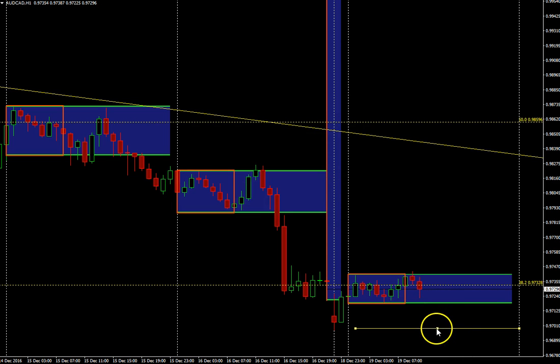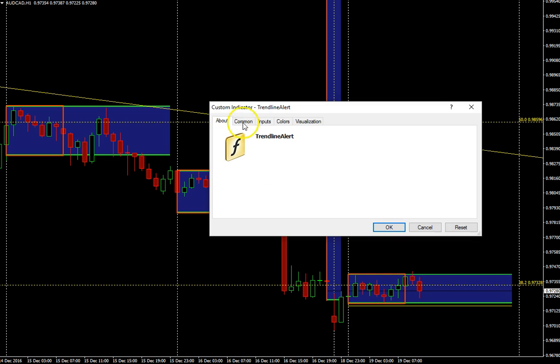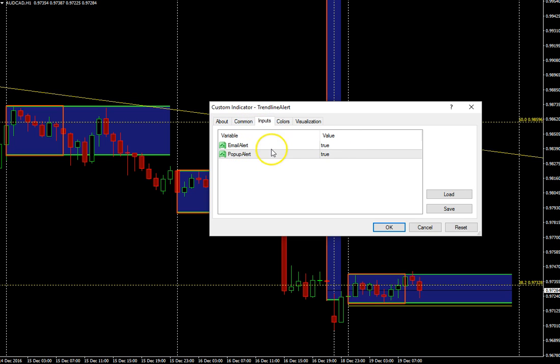So now I've added what I want to see from this. Just take it to the underside of this box. Great. Then I want to apply the trigger alert mechanism. So here, drag my custom trendline alert indicator onto the chart. This is what you end up having. Go to common, make sure they're all ticked. If you're using an email alert system, say yes. If you're not, then false.